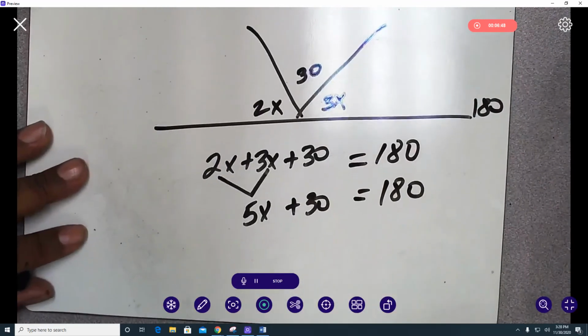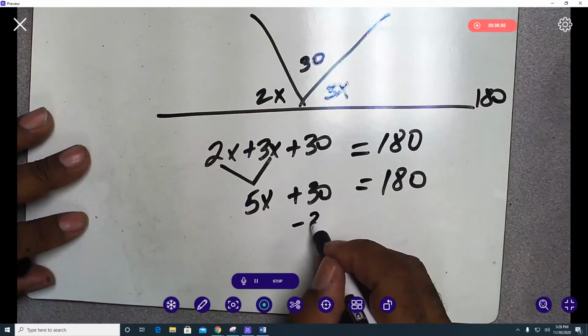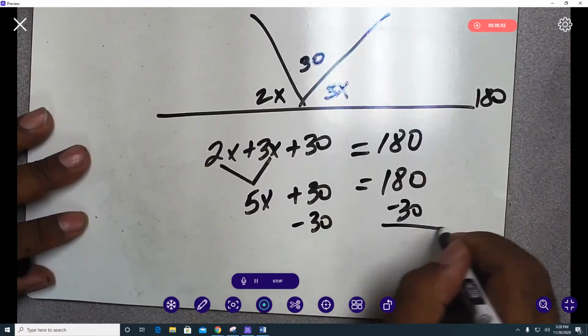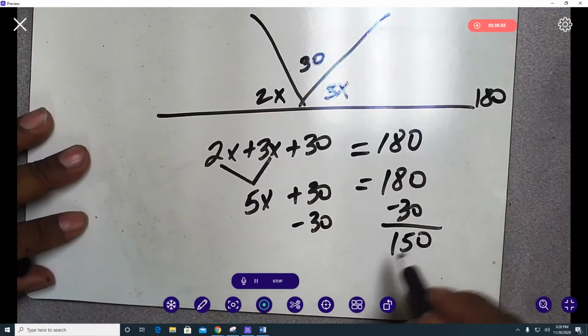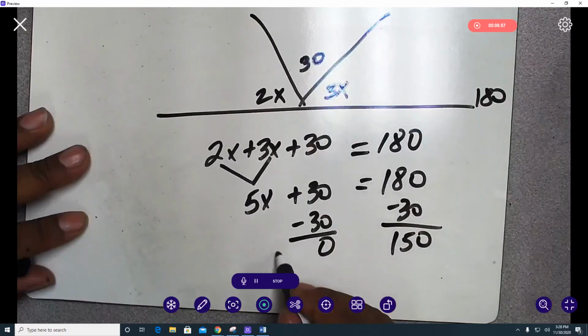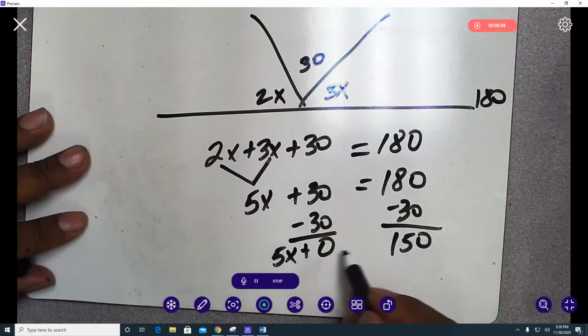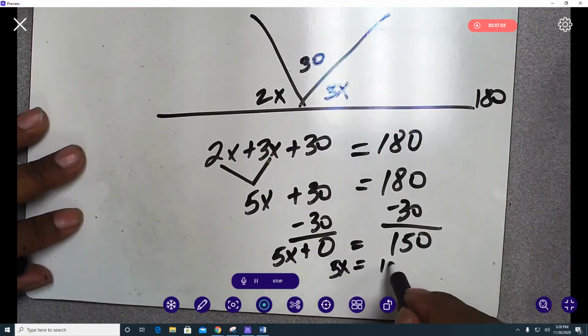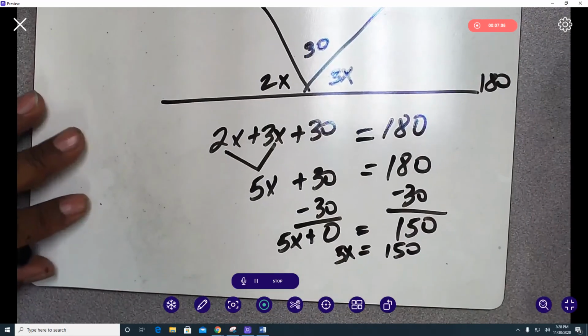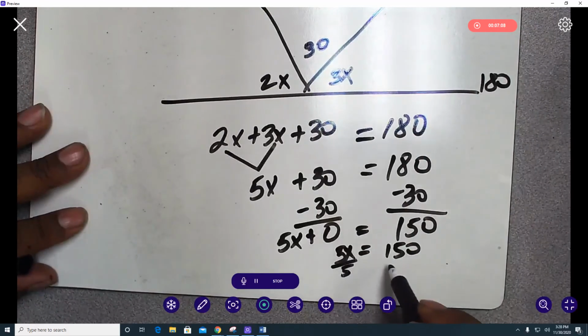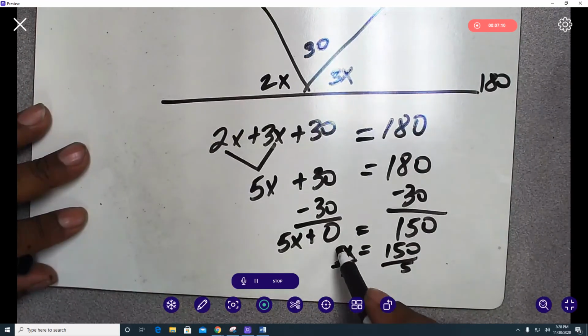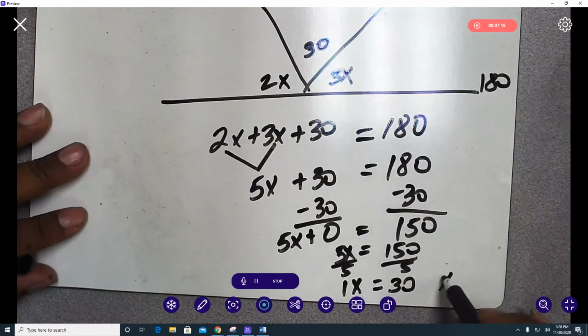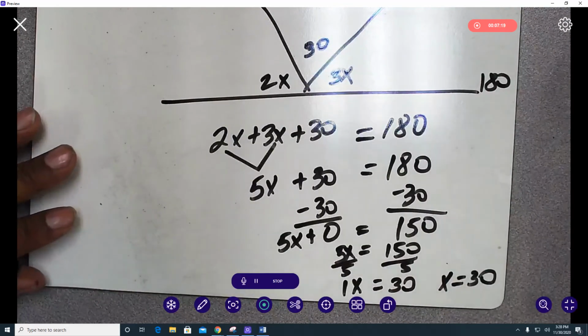Solve it like we normally do. Subtract 30 from both sides. It gives us 150. This is 0. 5x plus 0 equals 150. 5x equals 150. Now we have to divide by 5. Just solve the equation as normal. 5 divided by 5 is 1. That'll be 1x equals 150 divided by 5, which is 30. That means x is equal to 30.